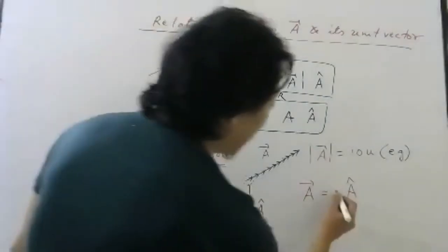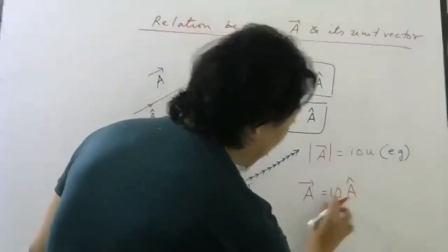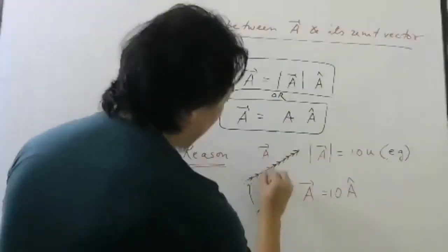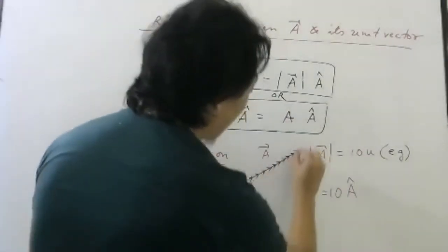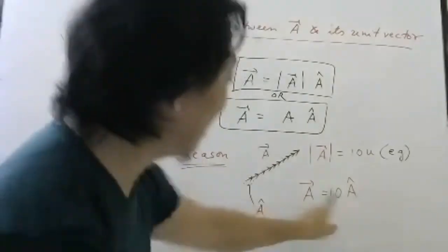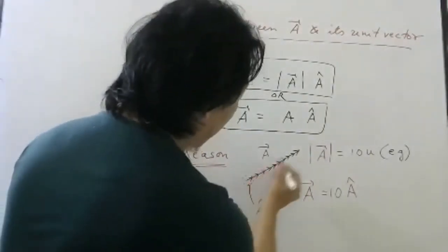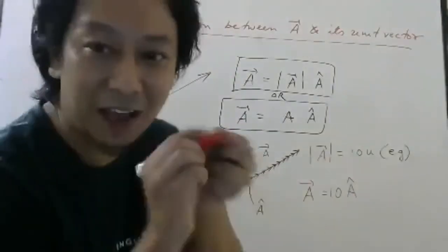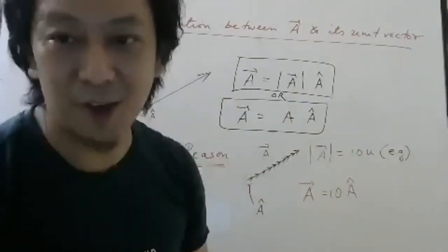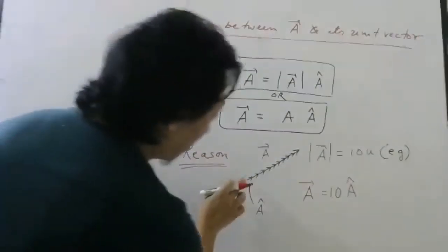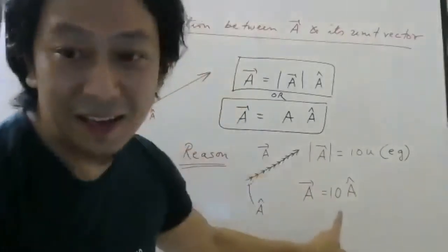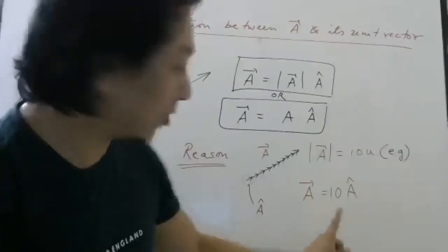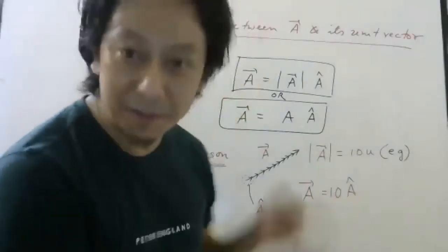But if I say 10 times A cap, if I do, then I will get the original vector, which was the red one. The red one you are not able to see now because I put black ones on the top. So there was this original vector. Now I can say they are equal, yes or no? Now I can say, because 10 times A cap is nothing but A bar.